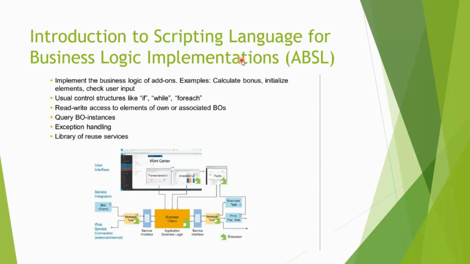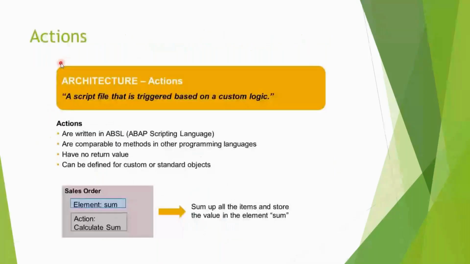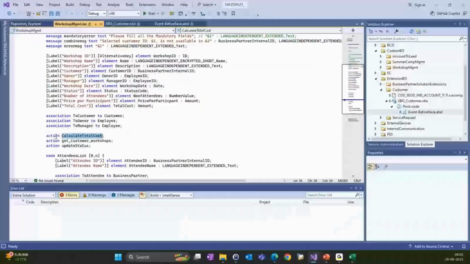Okay, so we can define actions in the business object. This is a custom thing which we are defining. Let's say in the workshop management, we have one action like calculate total price. So this we are just defining. This is a script file. If you want to create a custom script file, we can define it as an action.